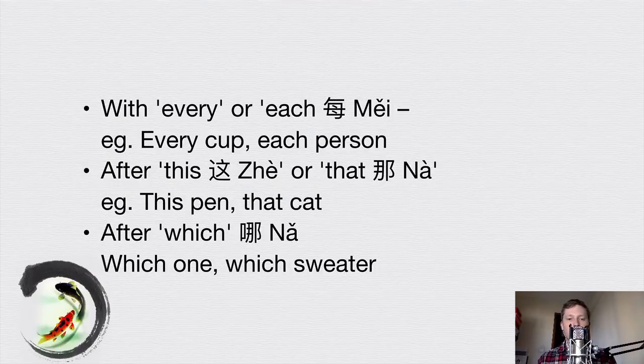You also use a measure word in Chinese with every or each. For example, every cup would be every measure word cup. Each person would be each, 每, then the measure word, then person. You also use measure words after this or that. 这 or 那. So you use measure words after these characters, meaning this or that. For example, this pen would be this, then the measure word, then pen. That, then the measure word, then cat. And you also use measure words after which, and the word for which is normally 哪, which can also be pronounced 内 in parts of North China. If you wanted to say which one, you'd have to say which one and then the measure word for the thing that you're talking about. And if you wanted to say which sweater, you'd have to say which measure word and then sweater.